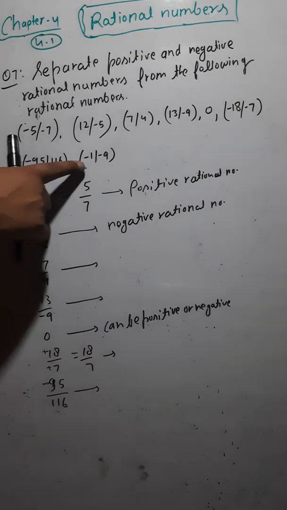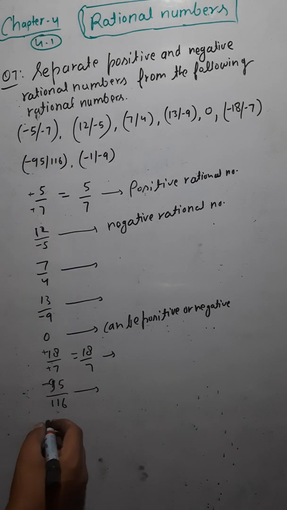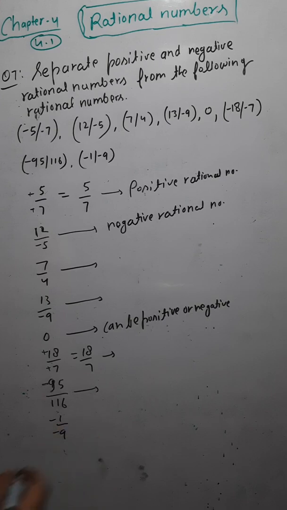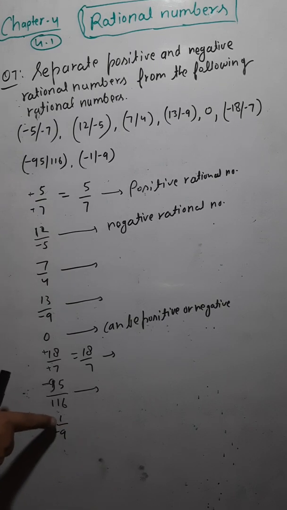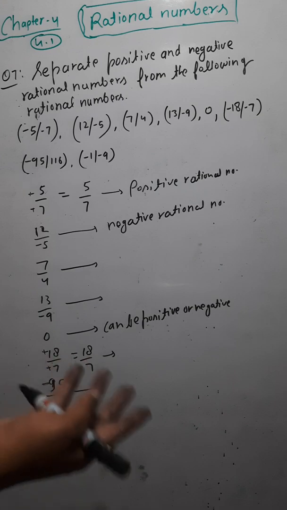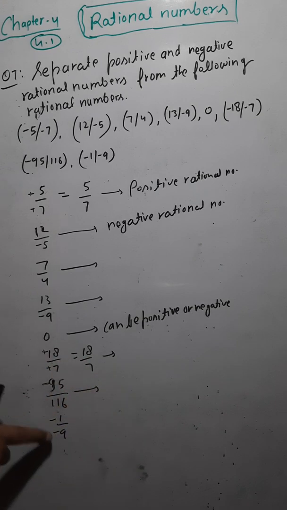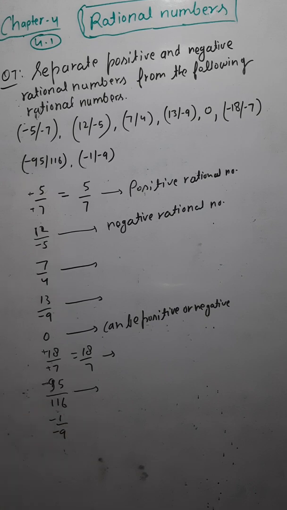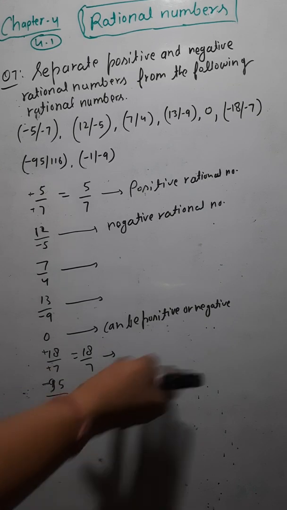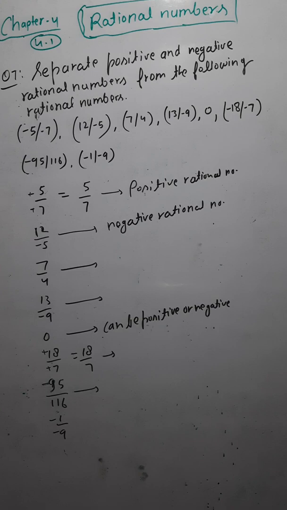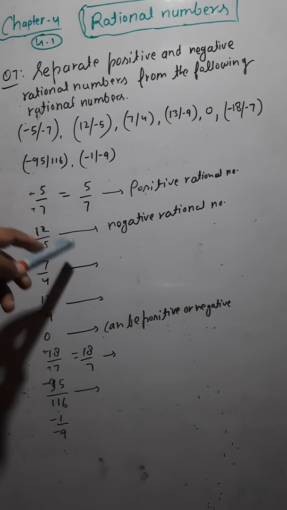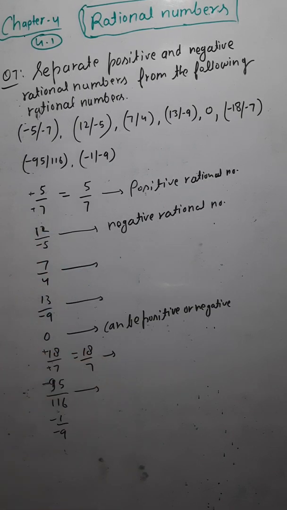Okay. Similarly, minus 1 by minus 9. What about this? Here again, if you see, both are negative, you can cut. You can write it as 1 by 9. Minus and minus would cut both. So 1 by 9 is what? Positive rational number. Okay. Just note it down. And do the remaining questions which I have not written. Do these yourself.